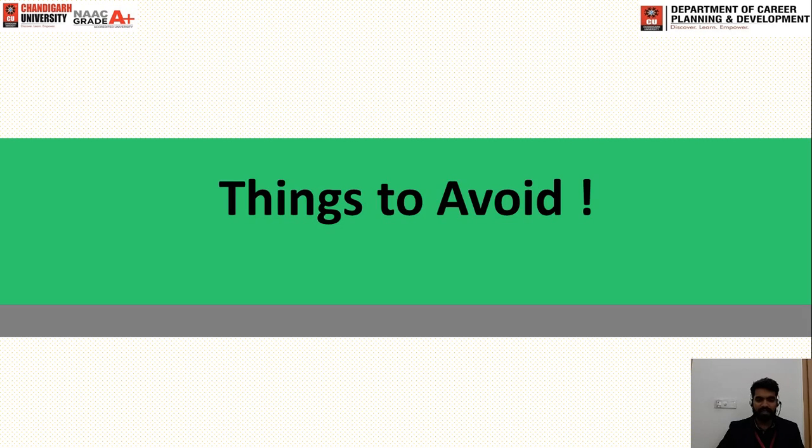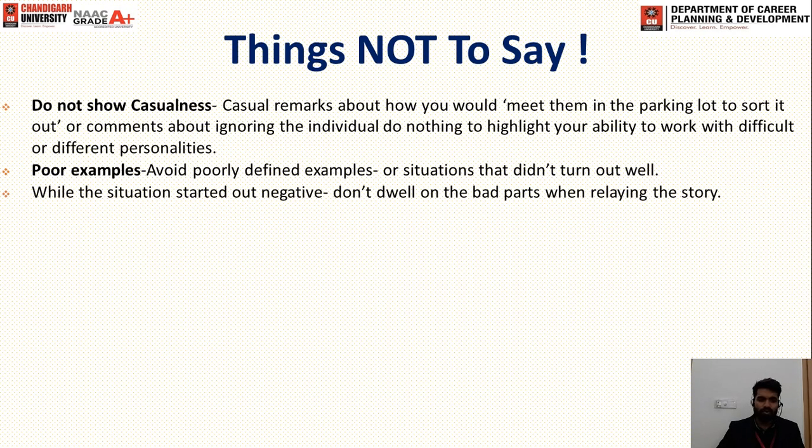Okay, moving on, things to avoid. Do not make casual remarks, for example, "I would meet that particular person in the parking lot and sort out our differences." Now these actually show that you are really casual about the problem, but it shouldn't be the case. Your conflicts might hamper the productivity of other employees as well, and you're taking it casually. That is a serious problem. Conflict at the workplace is a serious problem for organizations.